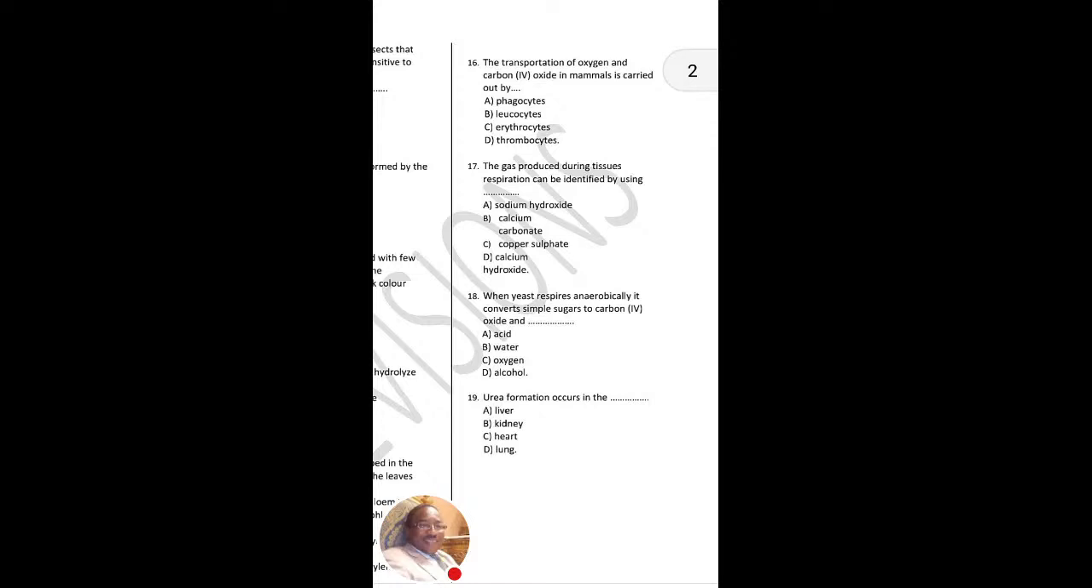So if you look at the options of number 19, urea formation occurs mostly in the liver. That's why the answer is A. It can't be B, because it is in the kidney that urea is excreted. It can't be the heart, because if urea is formed in the heart, then we are in trouble. Urea will be pumped from the heart to the brain, and that will result in serious problems. It can't be in the lungs, because in our breath we'd be perceiving the smell of urea.